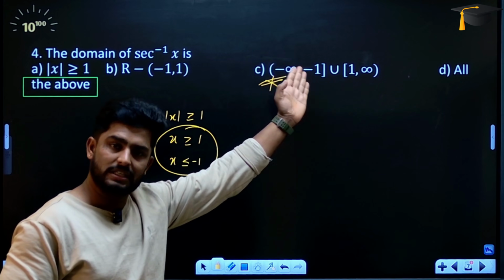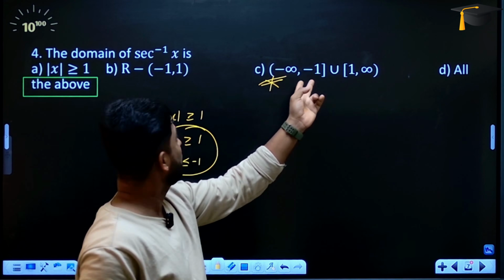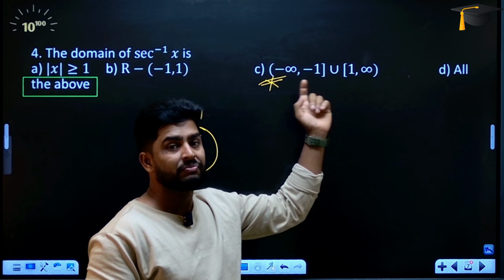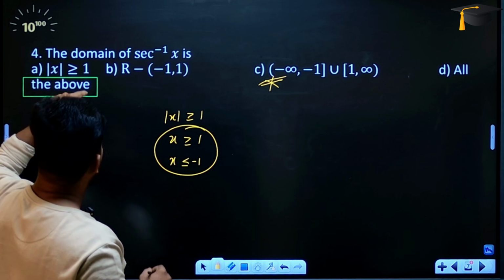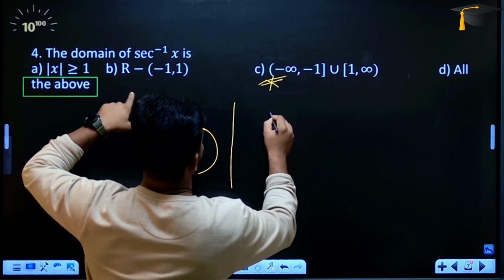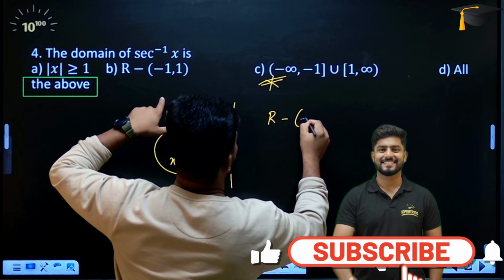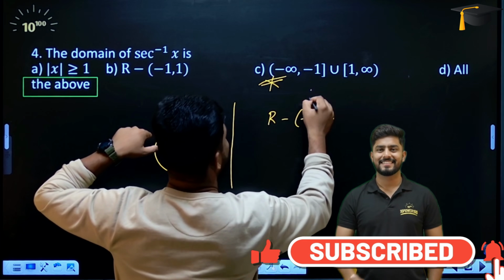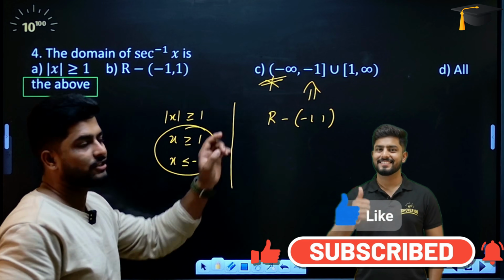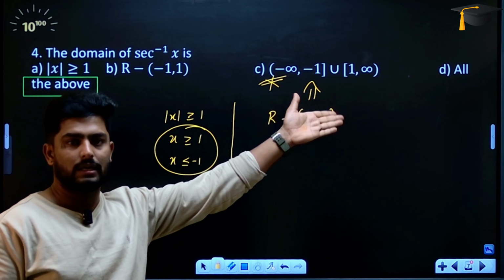Okay, so this is the correct domain of secant inverse x. But this is also indicating the same thing. And look at option B. Option B is also similar. So it is R minus 1 to 1. So this is also the same thing. So that's why it's actually option D. All of the above is the right answer.